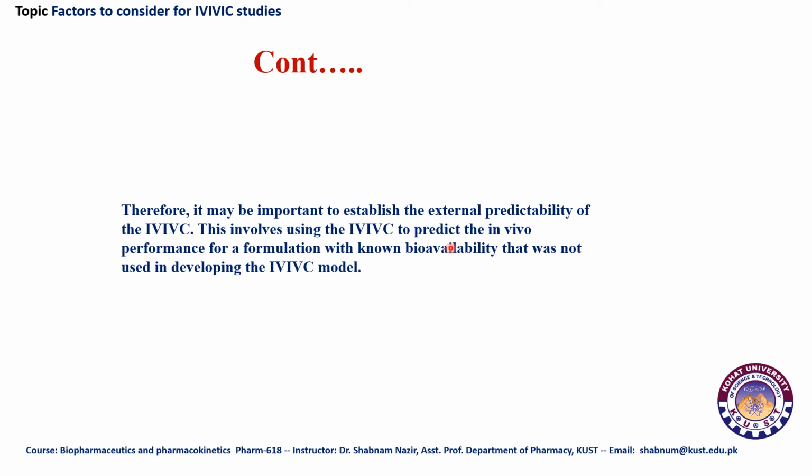You can see that your IVIVC model or conducted study is applicable to a range of products having the same active ingredient or the same formulation, let's say, but with different excipients or a different procedure involved. So this is what you call external predictability, and this approach is usually adopted in order to assess how reliable your external predictability approach is.